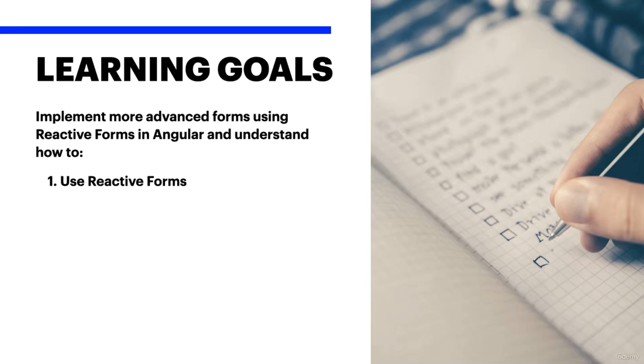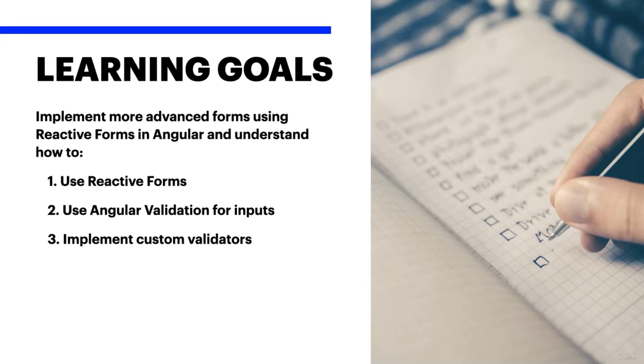We use template forms, and we've looked at template forms because they're really simple. And because of the two-way binding, we can just quickly add a form to a component without thinking too much about it. But we're going to be taking a look at reactive forms now. What we're also going to be looking at is using validation for our inputs, and we're also going to take a look at using custom validation where Angular doesn't provide the functionality we need out of the box.